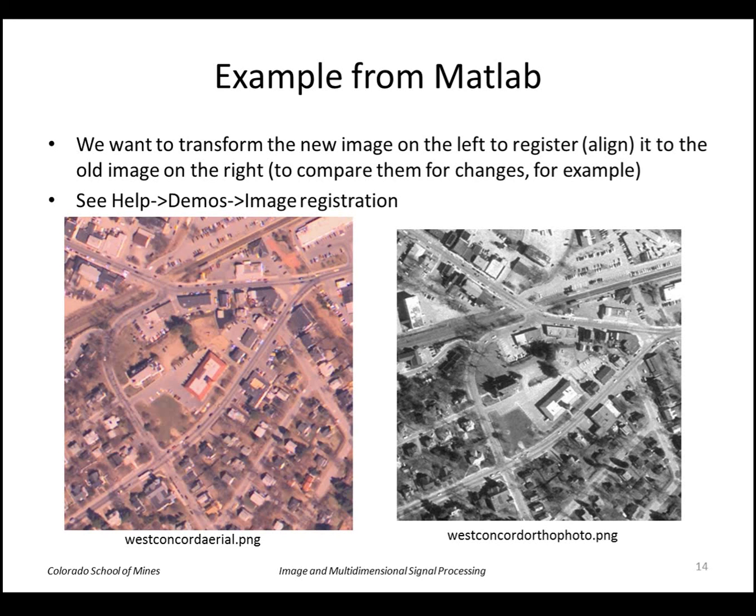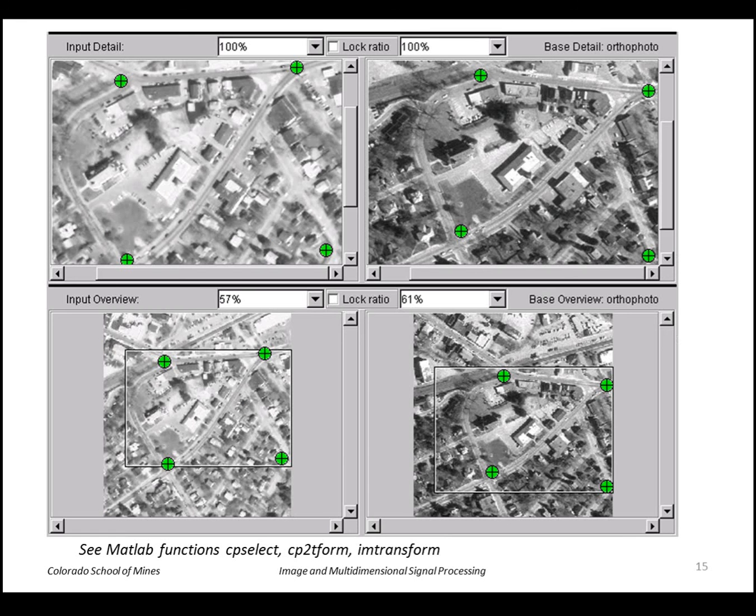So we want to basically find a few tie points between these two images and then find a transform that registers this new image to the orthophoto. And that way we could look for, let's say, changes in the scene, new buildings, new roads, things like that. So I'm going to use a couple of useful MATLAB functions in the image processing toolbox: cpselect, that stands for control point select, cp2tform, and imtransform.